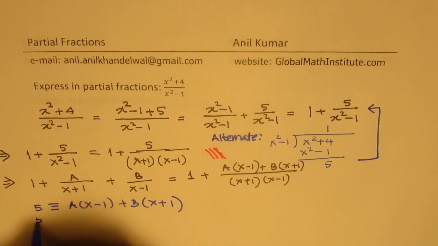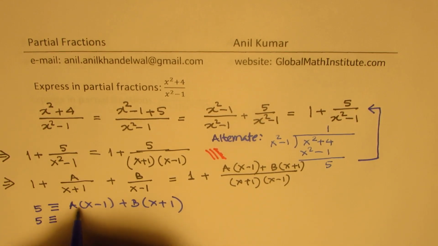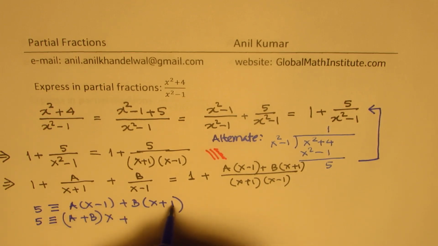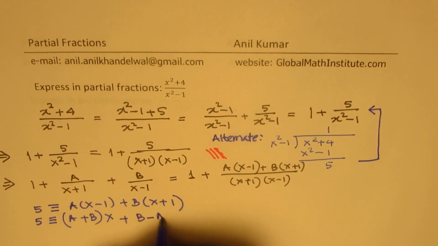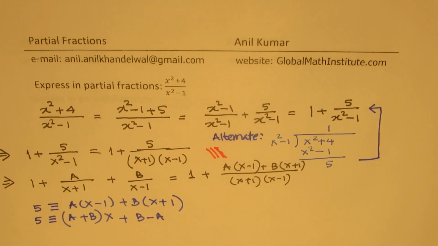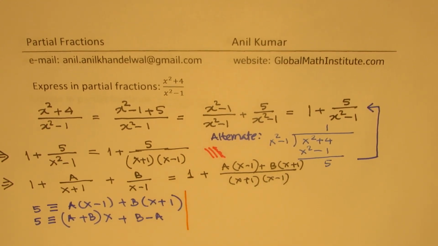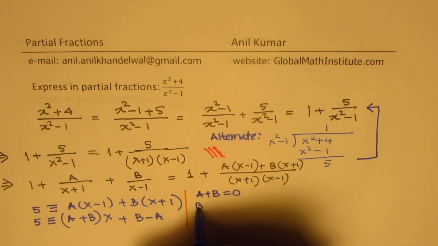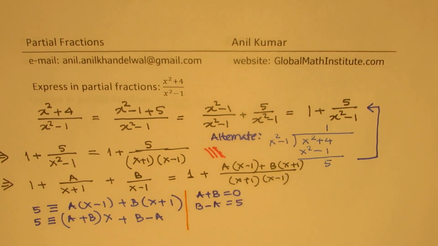Now from here we can write 5 is congruent to, as far as the x terms are concerned, we have a plus b times x. As far as the constants are concerned, we have minus a and plus b, right? So let me write this as b minus a. Is that clear? Now that gives you two equations to solve. The two equations here are, when you compare them, that a plus b should be 0, right? And b minus a is equal to 5.